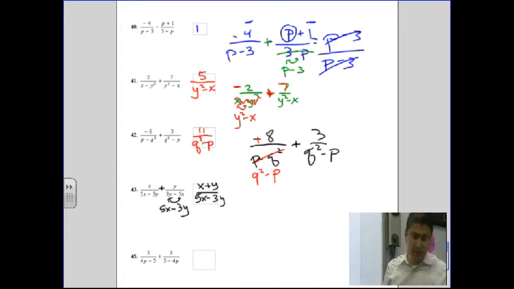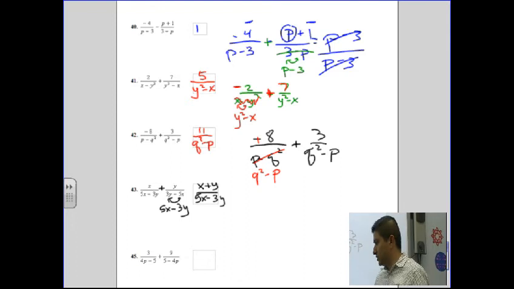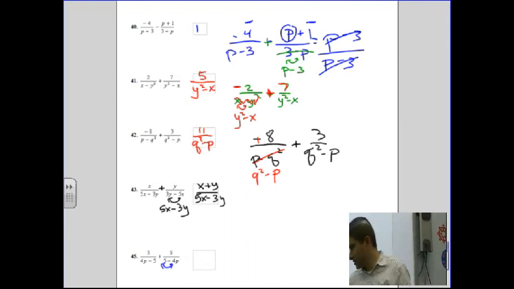One more, 45, bottom of the page, here we go. We need to reverse one of these. Which one do you want to reverse? Again, does not really matter. Let's reverse this one.